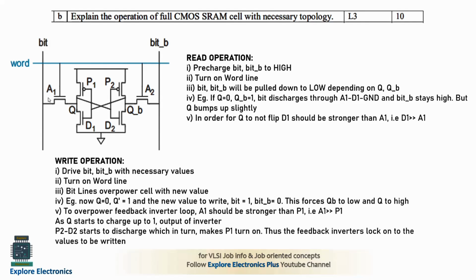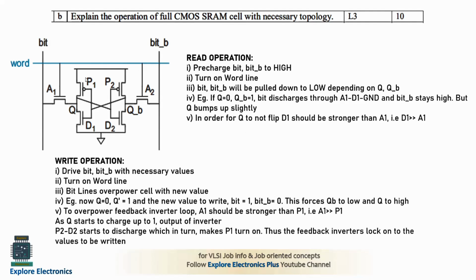Here we have 2 bit lines. You can see bit and bit bar. If bit is equal to 1, bit bar will be 0, something like that. And we have a word line horizontally. And here we have 6 transistors. These 6 transistors are required to store the data.